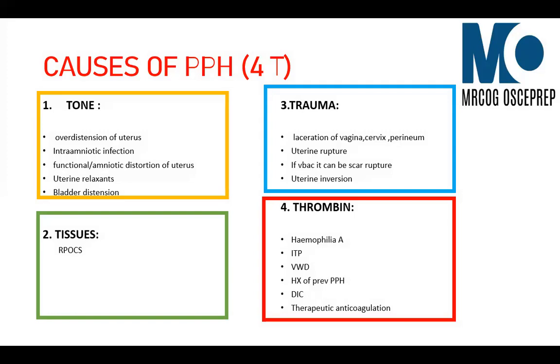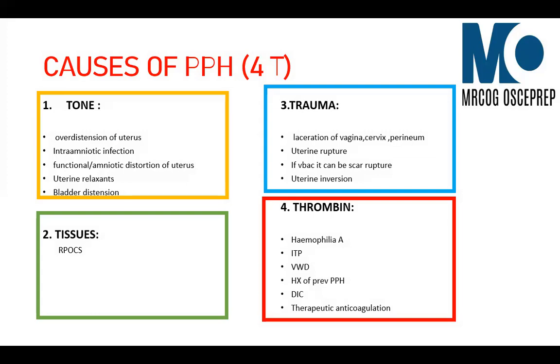It can be because of trauma, like laceration of the vagina, cervix, or perineum. So any laceration in the genital tract, or it can be uterine rupture. And if we are doing a vaginal birth after cesarean, it can be due to scar rupture as well, or uterine inversion is one of the causes as well.